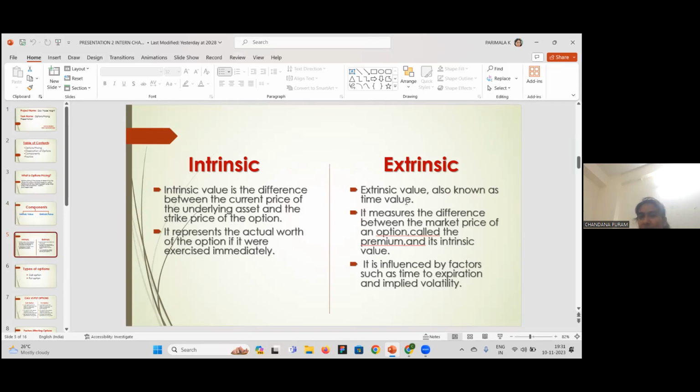And extrinsic value is the difference between premium and intrinsic value. Premium means the market price of the option. So the difference between them is extrinsic value, and it is also known as time value. And these are the factors that are influencing extrinsic value: one is time to expiration and the other is implied volatility.